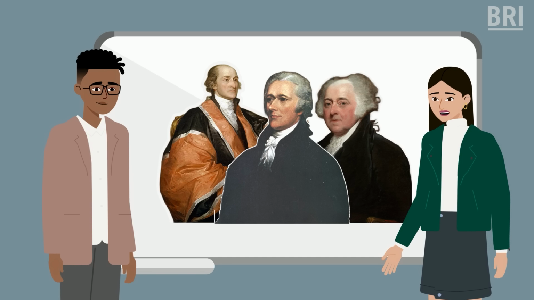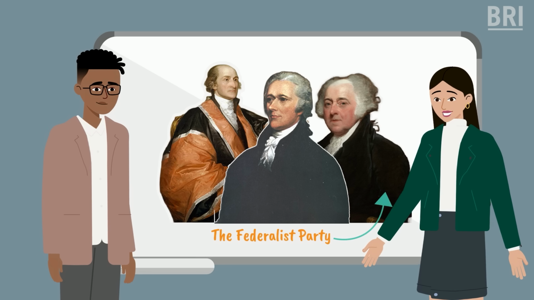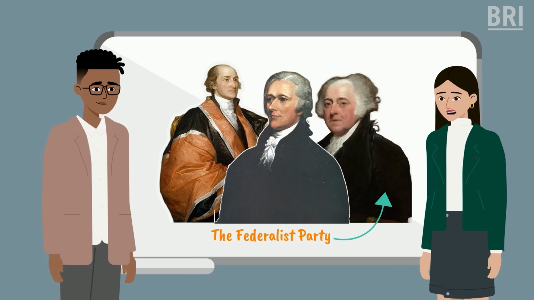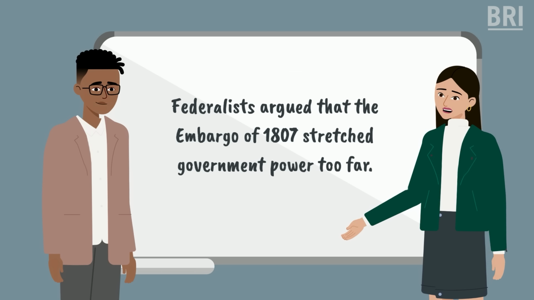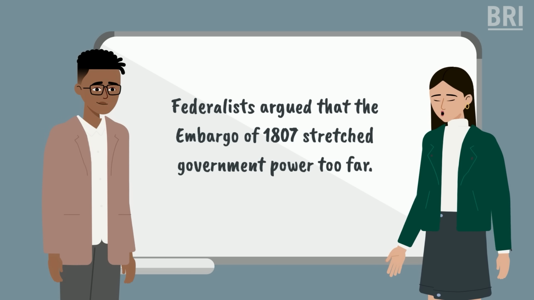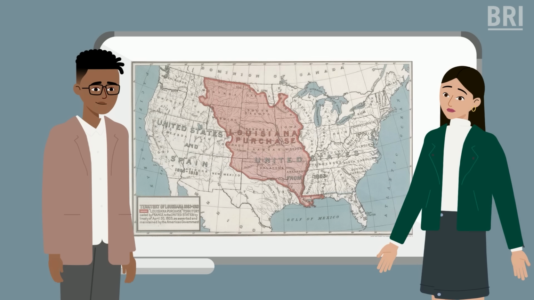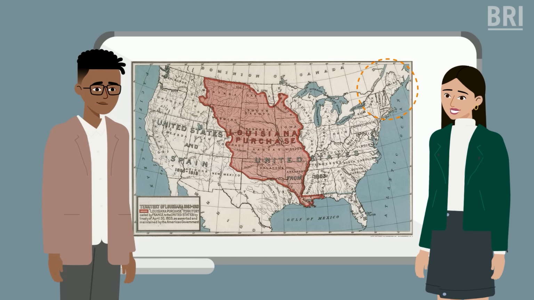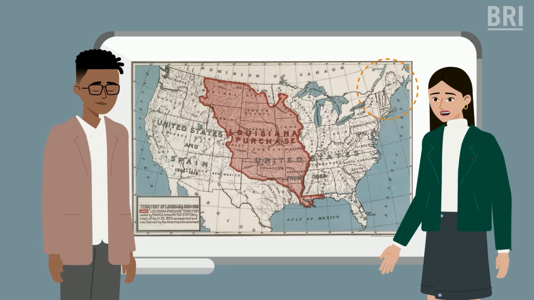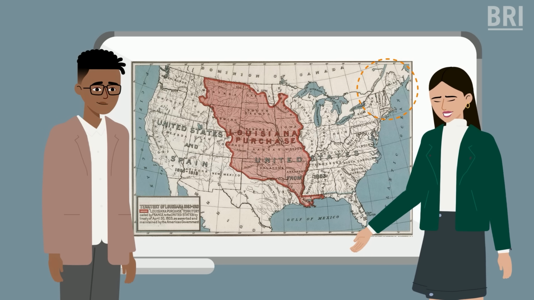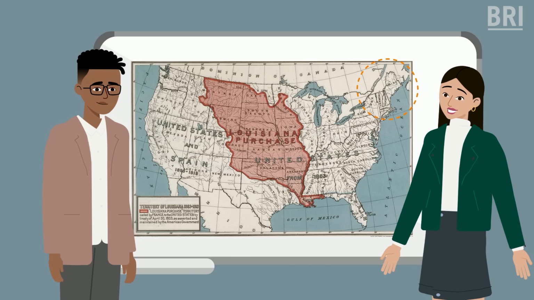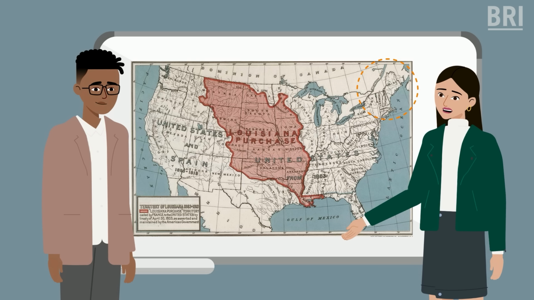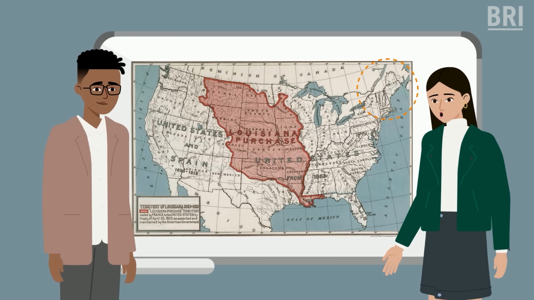The story doesn't end there. Some Americans, like the Federalists, who opposed Jefferson's party, argued that the embargo against all foreign trade stretched government power too far. The Federalists were mostly located in New England, where the Embargo Act took the biggest toll. They thought the act was too harmful to the economy and the common good, and that it was passed for political reasons, not to protect national security.